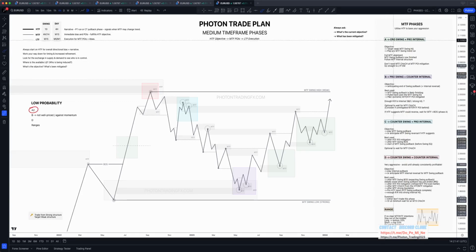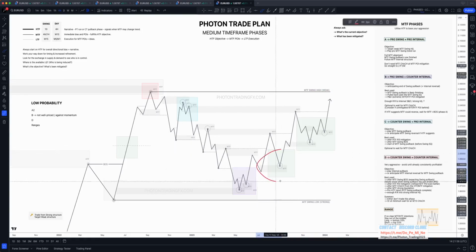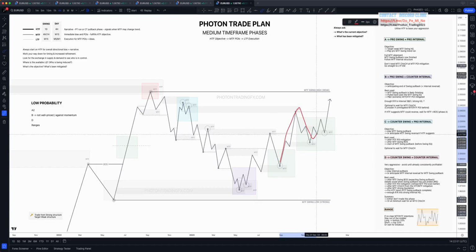But I first remember seeing someone refer to phase A2, and basically that's when we are trading pro medium time frame swing and pro medium time frame internal structure, right? So it's all aligned, but we're doing it after the BOS has occurred, right? So phase A is here when you're pro internal and pro swing, right? We're getting long, and it's here as well where the green box is. But after we get the BOS, we know that the internal structure can still stay bullish for a little while, right?